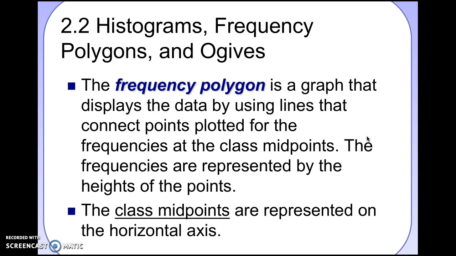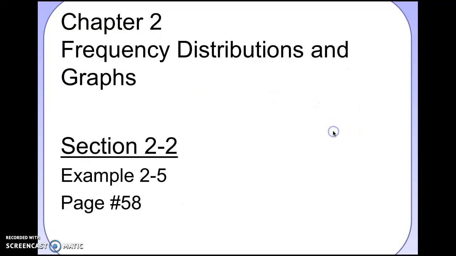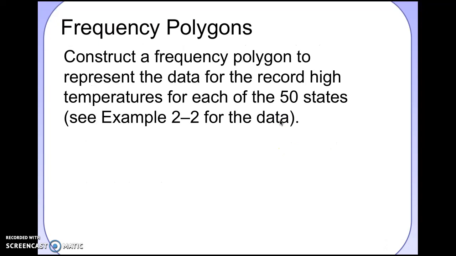The frequency polygon, on the other hand, is a graph that displays the data by using lines that connect the points plotted for the frequencies at the class midpoints. The frequencies are represented by the heights of the points. So on the x-axis will be those class midpoints. Now turn to page 58 in your textbook to look at an example there. Construct a frequency polygon to represent the data for the record high temperatures for each of the 50 states.